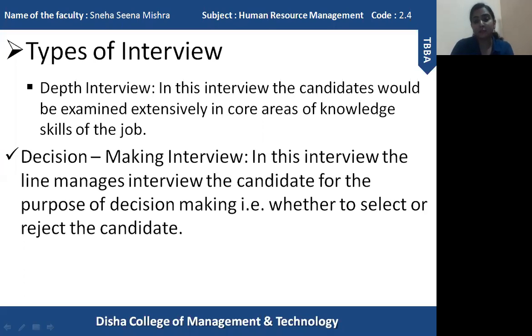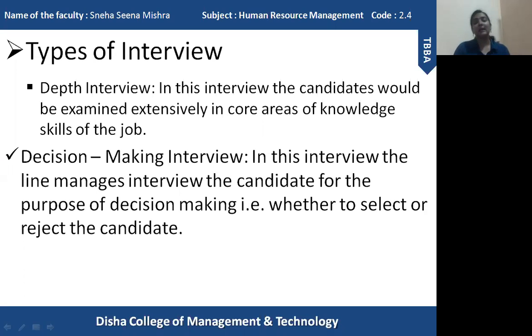What method should be the best one? What difficulties are faced while doing this kind of job? So every detail of the job and what skills are required to do a job properly and efficiently, such kind of questions are asked in this depth interview.